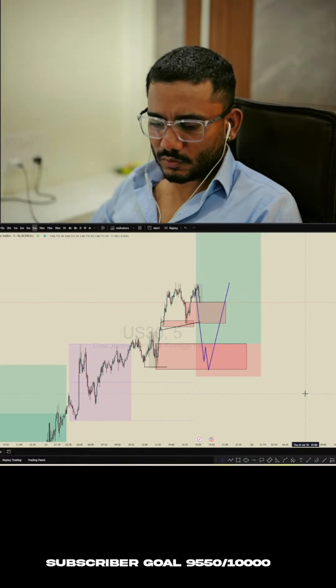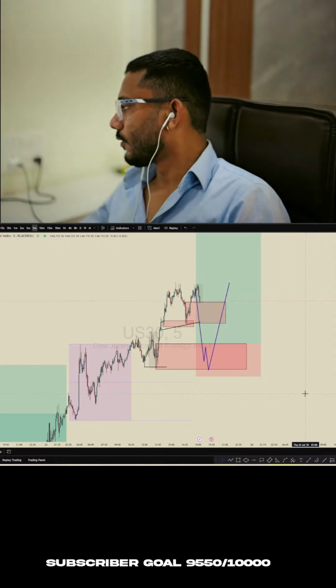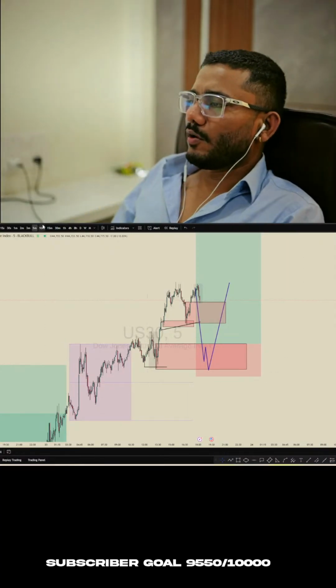Crystal, which app should I use for currency and gold? MT4. MT4, MT5.